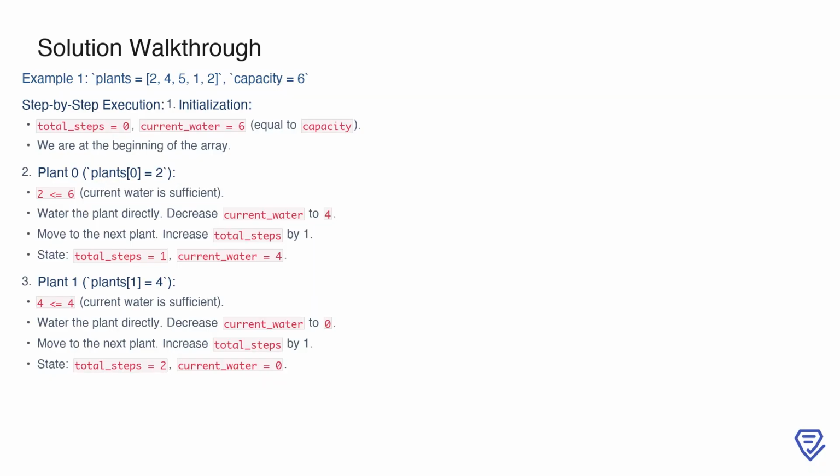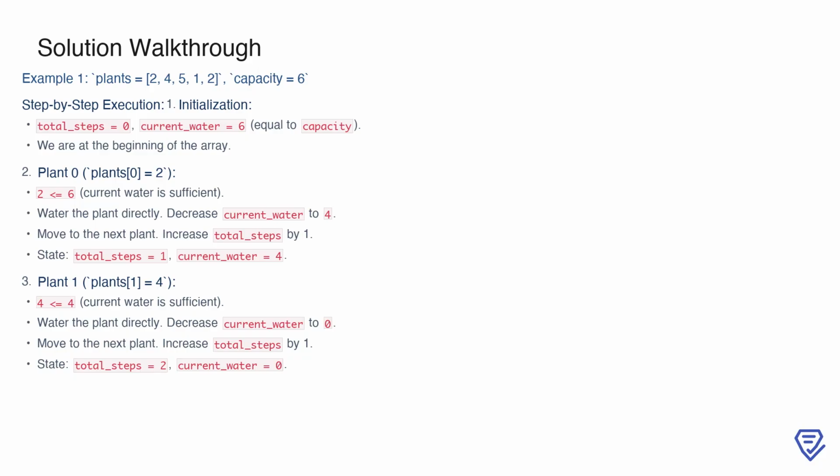To begin solving this problem, we start with an example where the plants array is [2, 4, 5, 1, 2], and the watering can has a capacity of 6. Initially, we set total_steps to 0, and current_water is equal to the full capacity, which is 6. Starting at plant 0, which requires 2 units of water, we check if the current water is sufficient. Since 2 is less than or equal to 6, we water the plant directly, reducing current_water to 4. We then move to the next plant, incrementing total_steps to 1.